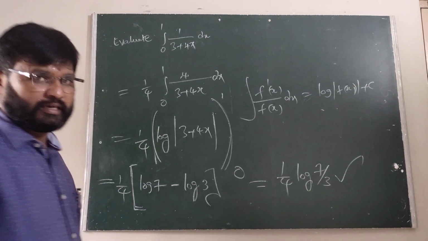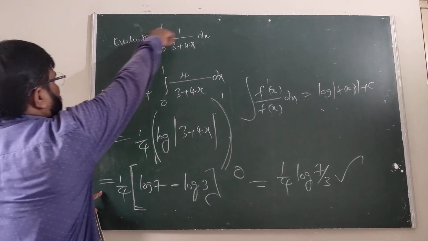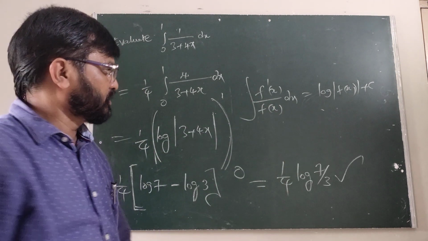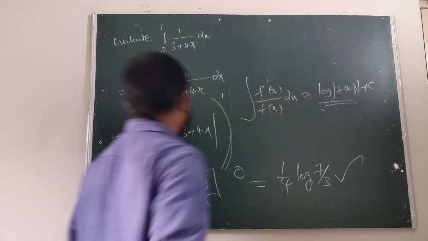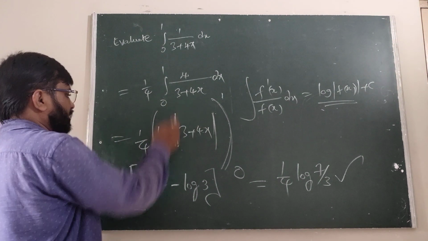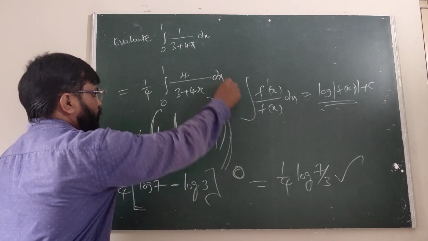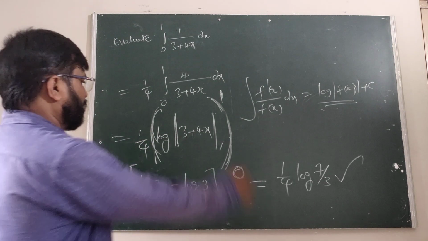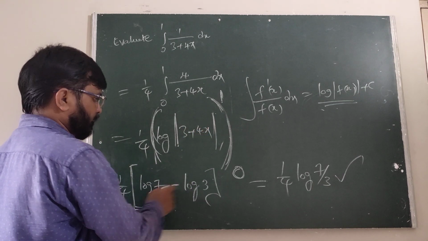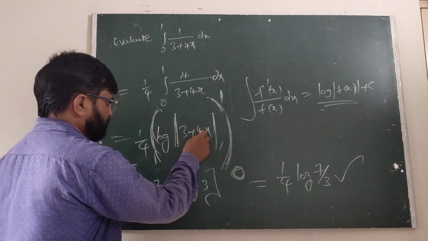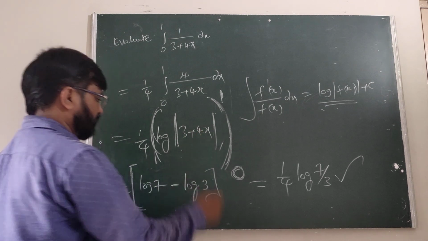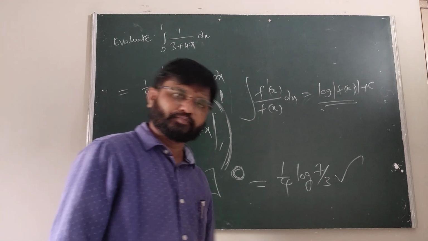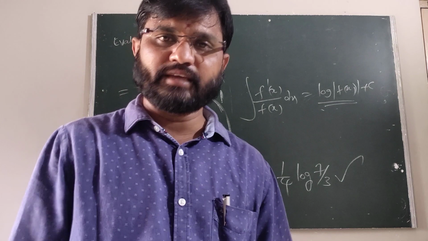Therefore, here we have to take the integral from 0 to 1 of f of x dx. Everybody knows that it compares with f dash of x by f of x, which has the form log mod of f of x. Therefore, log mod of 3 plus 4x, with limits 0 to 1. First we substitute x equal to 1, which is 3 plus 4, 7. When x equals 0, it is 3 plus 0, which is 3, that is log 3. Everybody knows that log a minus log b is log of a by b. So the answer is 1 by 4 log of 7 by 3. Okay.